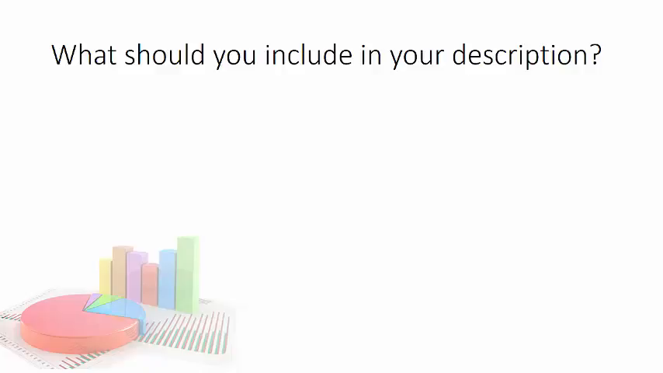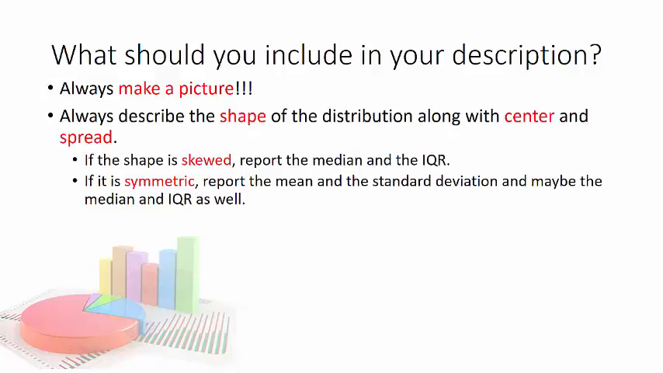So what should you include when you're describing your data? Always, always, always make a picture. I know when I went through that workshop, he said the first thing you start with is a picture of your data, because it's very easy to let the numbers lull you into a false sense of security, thinking, oh, I know what's going on, but those outliers are going to get you. Always describe the shape of the distribution along with the center and the spread.